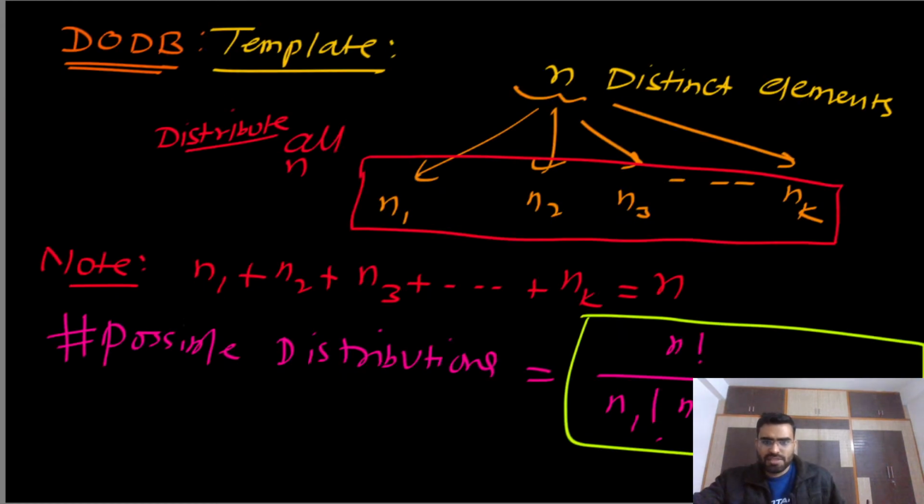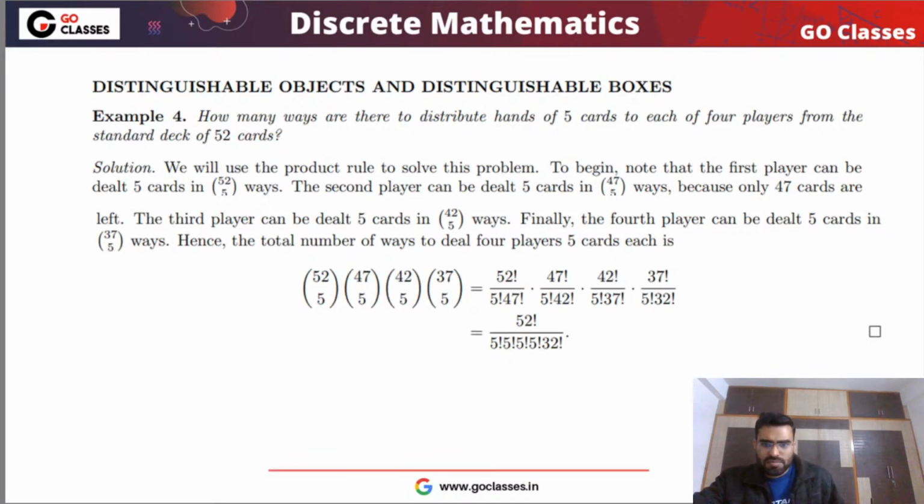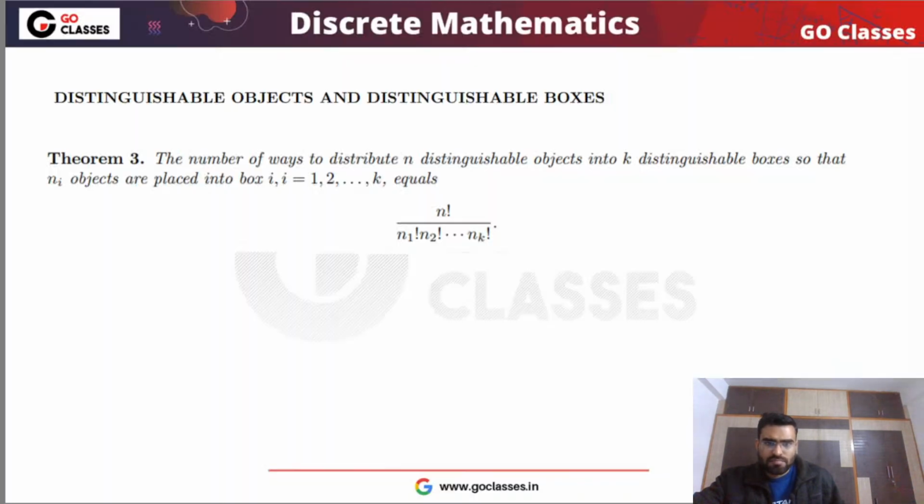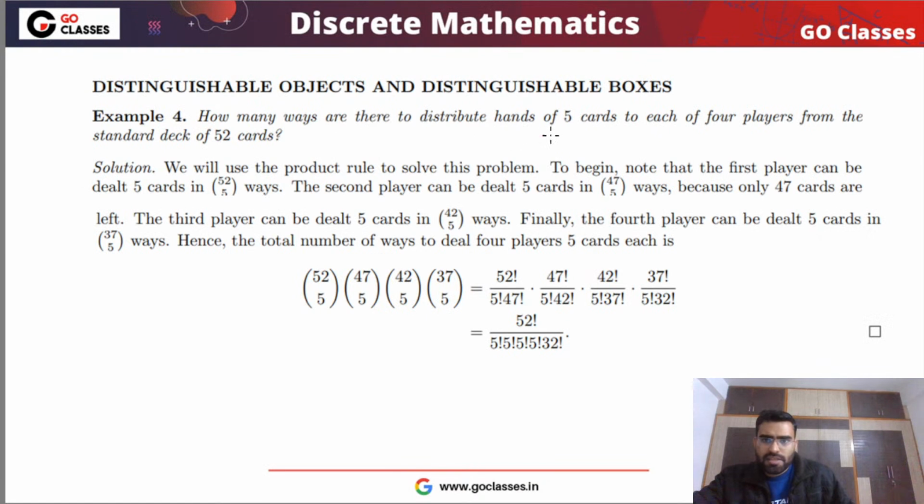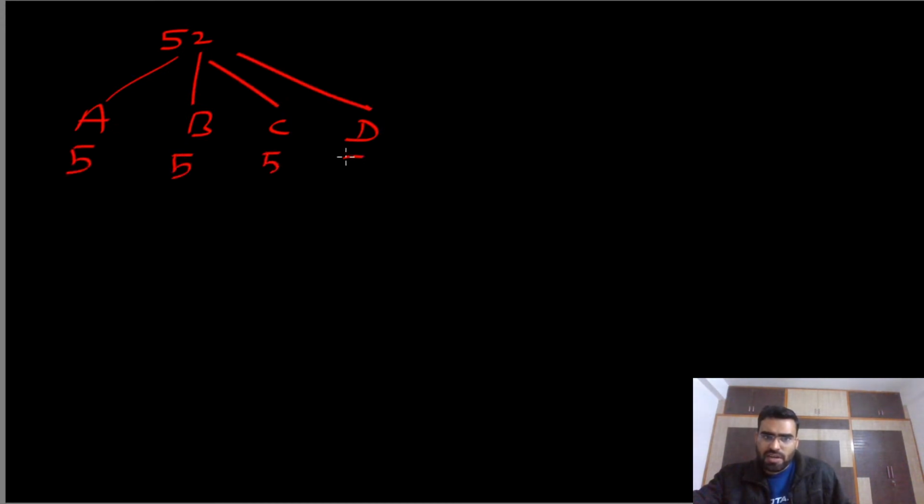Okay, so let's see this question. How can we solve this? In this question, you can notice there are total 52 cards. You already know 52 cards. We want to distribute them. There are 4 players, and to each player we want to give 5 cards. So these 52 cards we want to give to A, B, C, D. Every player must get five cards.